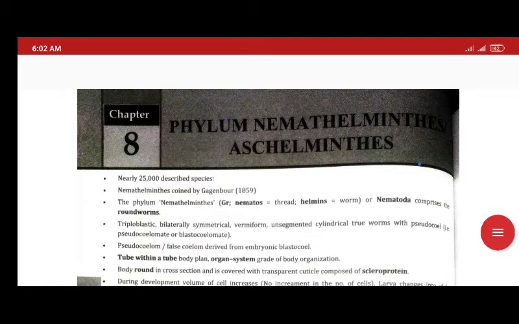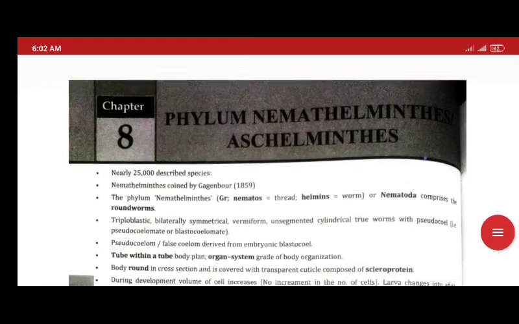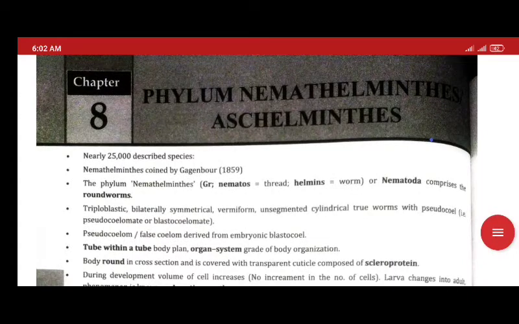This phylum's animals have a fixed number of cells, with no increase in the number of cells. If a cell dies, the animal also has to die. So let's begin this phylum. It is one step higher than the previous ones. Nemathelminthes was coined by Gunberger.